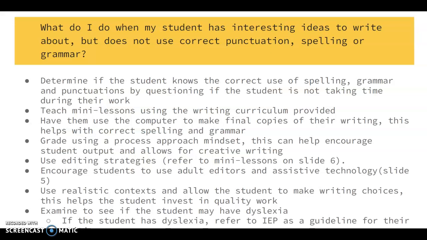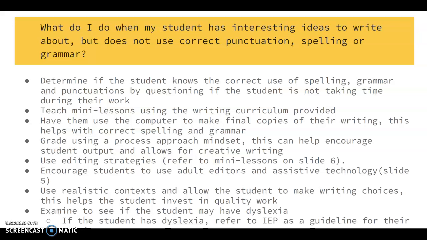The second question we decided to answer was, what do I do when my student has interesting ideas to write about but does not use correct punctuation, spelling, or grammar? First thing to do is to determine if they know the correct usage of the spelling, grammar, and punctuation by questioning the student during their work, and just see if they're taking their time. A lot of students will rush through what they're doing and don't even realize they're making grammatical mistakes.